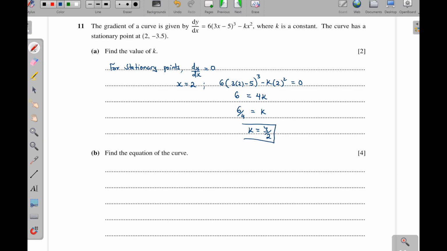As simple as that. Then part B, find the equation of the curve. Of course, here we just need to integrate the dy dx, because remember, these ones are inverse operations of each other.